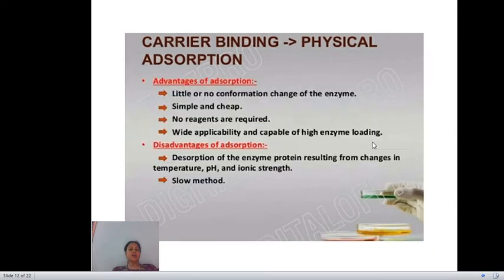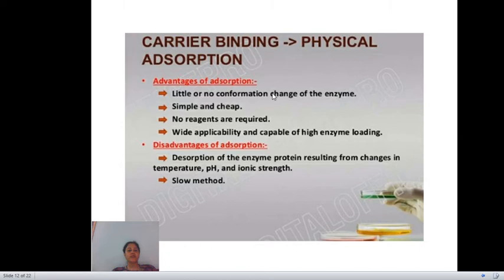So what are the advantages? There is little or no conformational change of the enzyme. It is simple and cheap. No reagents are required. It is widely applicable and capable of high enzyme loading. What are the disadvantages? Desorption of enzyme protein resulting from changes in temperature, pH and ion strength, and it's a very slow method. Second method is microencapsulation.